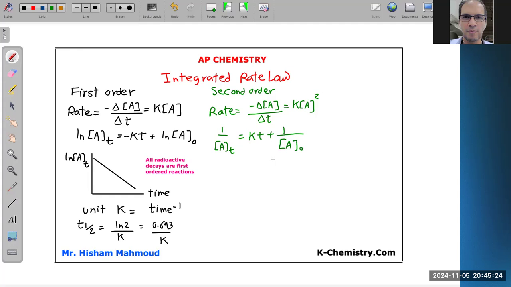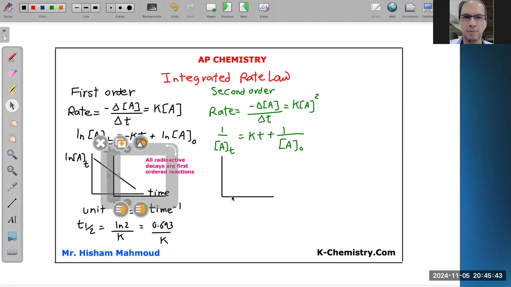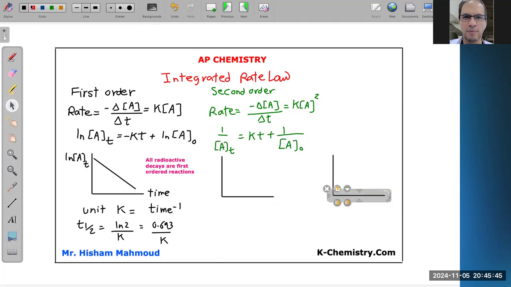And this time, if I made the plot of the concentration, it will not make a straight line. The only way that I can make a straight line out of that is when I take the reciprocal of the concentration at time t versus time, and this is going to get me a straight line.